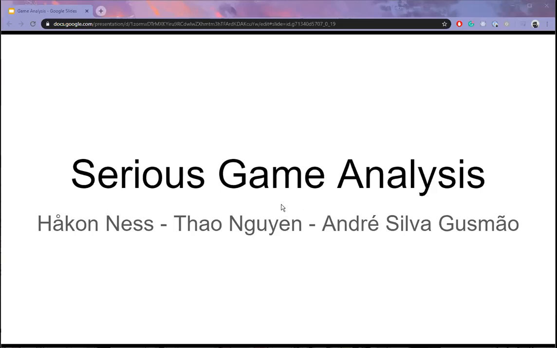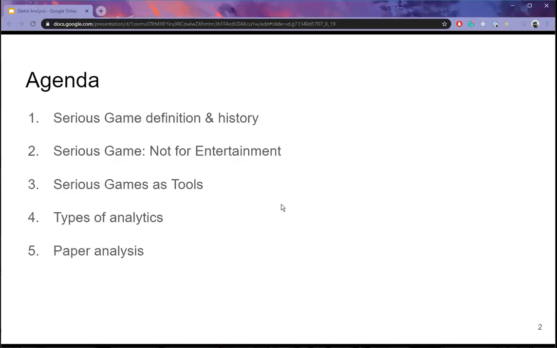And for the agenda today, we're going to go through first the serious game definition and history, because in order to analyze something, we have to first know what it is. So that's why we're going back to the definition. And we're going to take a look at the history to see how the analysis process as well as the industry improved throughout the decades.